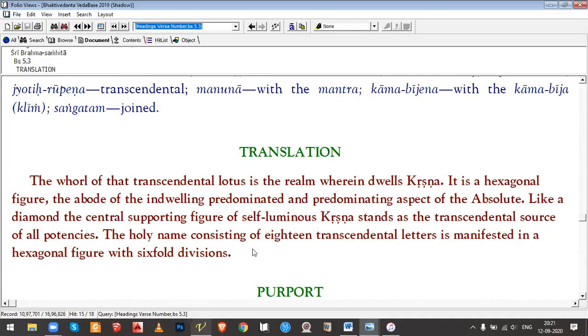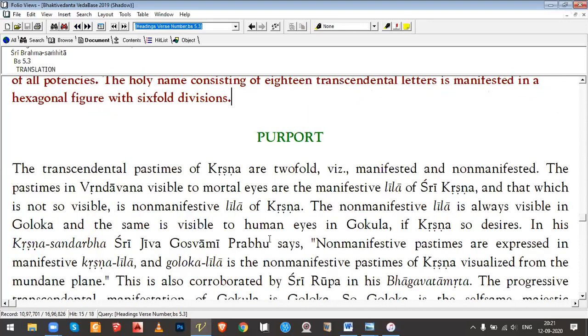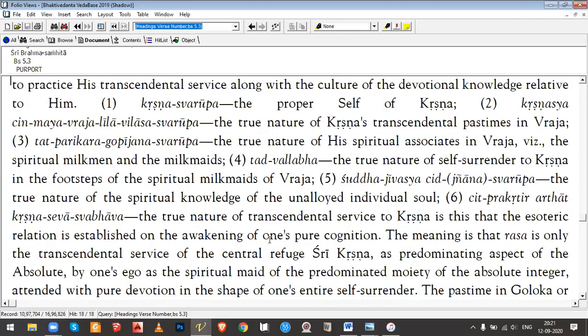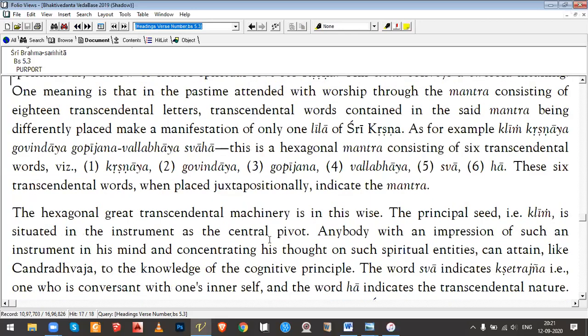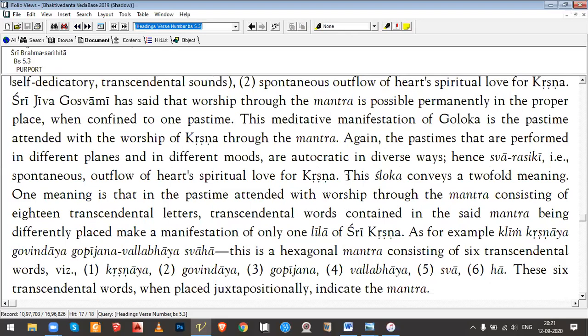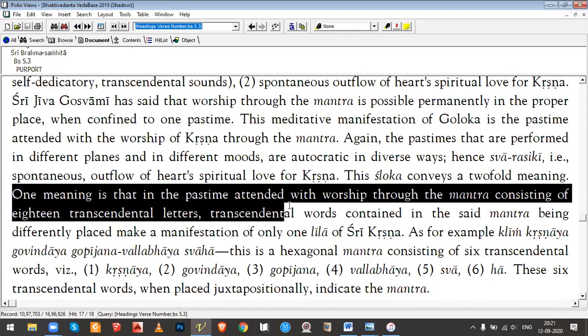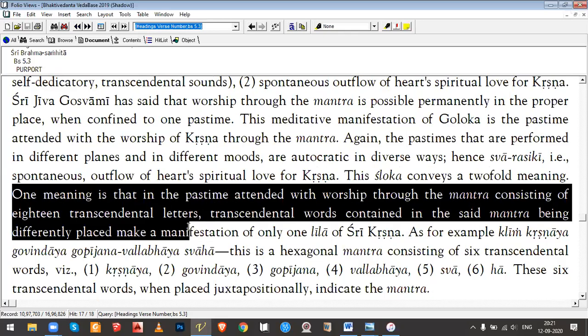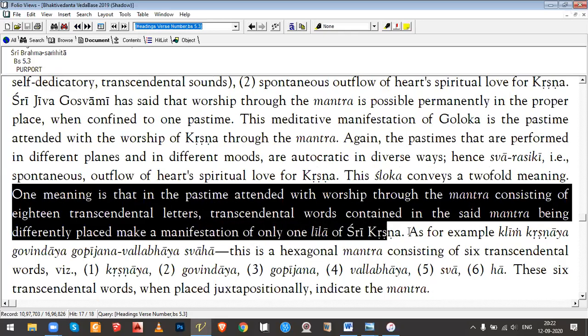Okay, so let's see the purport. This shloka conveys twofold meanings. One meaning is that in the pastime attended with worship through the mantra consisting of 18 transcendental letters, the transcendental words contained in the said mantra, being differently placed, manifest only one lila of Krishna.